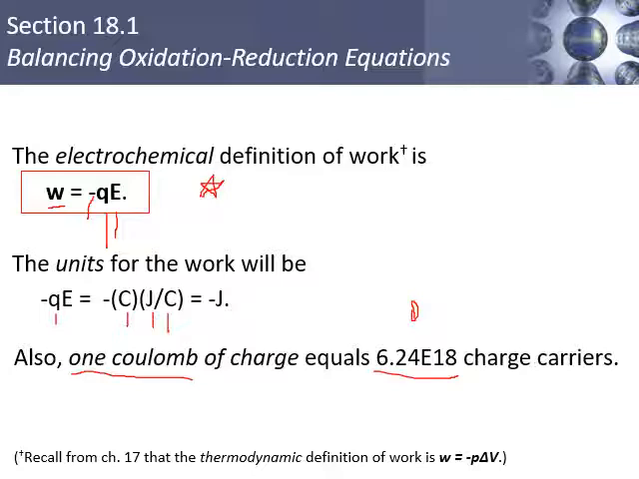So when you multiply coulombs times joules per coulomb here, you wind up with joules left over, which is what we want because this is work. So joules are the units for work or energy. Work and energy are just two different forms of the same thing. If you have a joule of energy, you can use it to make, if you have a perfect machine, 1 joule of work. Next slide.